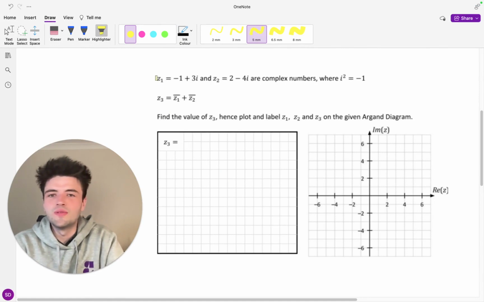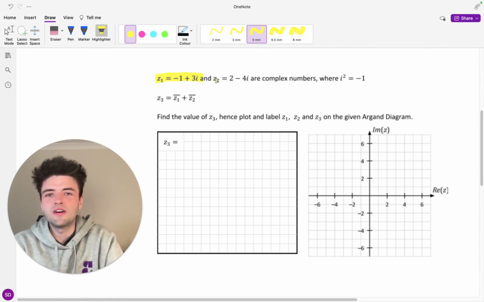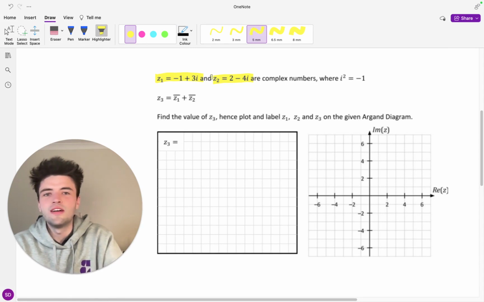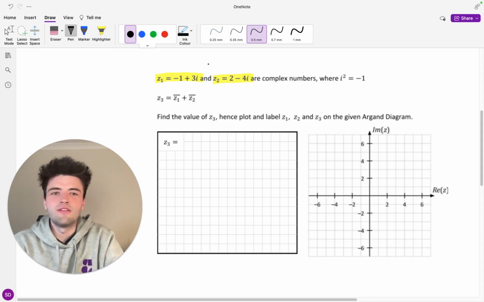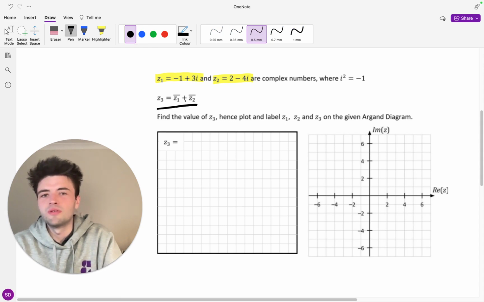So here we're told that z1 is going to be equal to minus 1 plus 3i, and z2 is going to be 2 minus 4i, and they're complex numbers, so we know that i squared is equal to minus 1, so nothing too radical going on there. And we're told that z3 is equal to the conjugate of z1 plus the conjugate of z2.